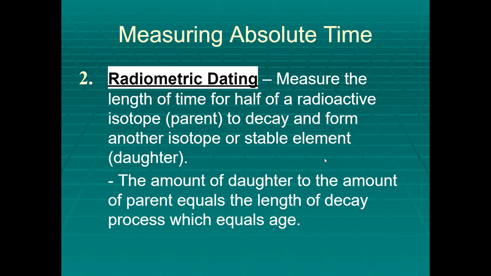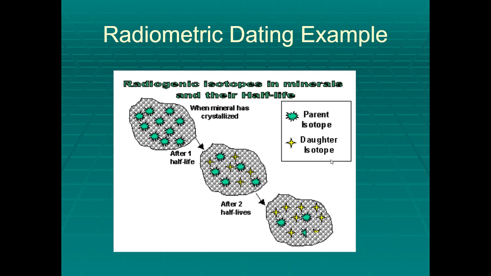In order to use fossils, we have to do something called radiometric dating. This measures the amount of time for half of a radioactive isotope to decay and form another type of isotope or stable element. The amount of daughter to the amount of parent equals the length of decay process, which equals the age. So this part's a little bit confusing. In order to understand this, first off, we need to understand radioactive atoms.